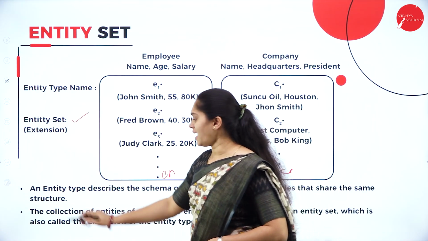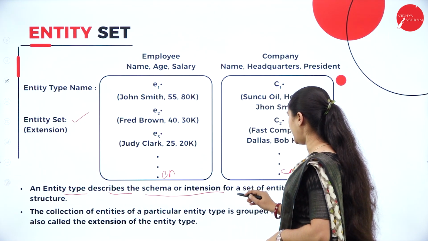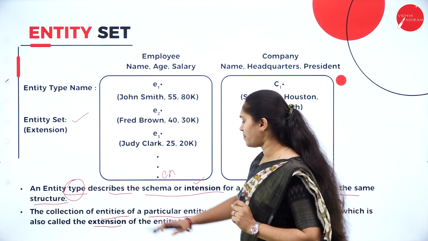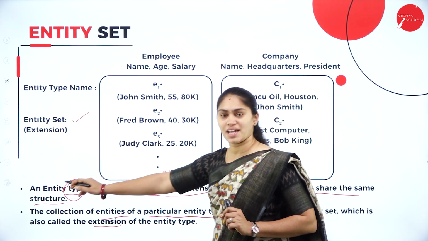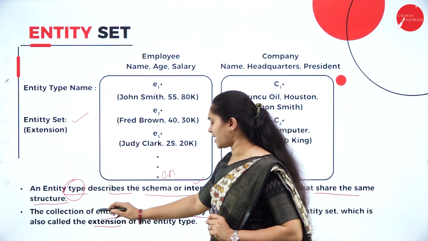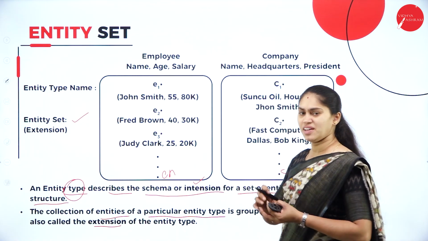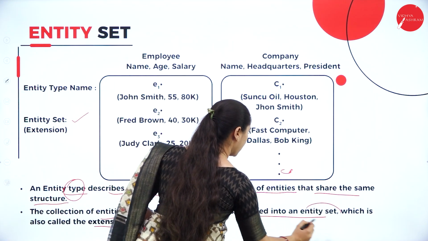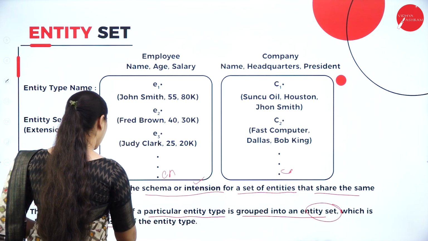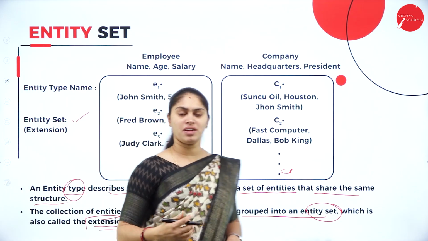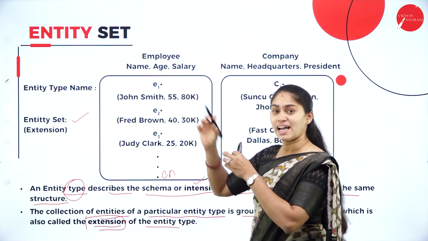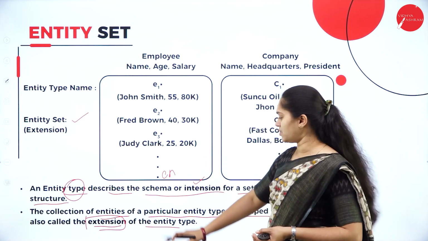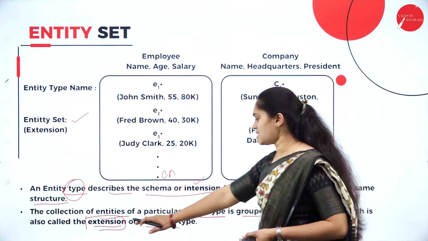Here you can see that an entity type describes the schema or intension for a set of entities that share the same structure. So an entity type specifies a set of entities that share the same structure. The entity set is the collection of entities of a particular entity type. We are mainly focusing on a particular type, then we call that an entity set, grouped into an entity set, which is also called the extension of the entity type. First we have an entity type, and if I take a collection of the entity type, then that becomes an entity set. Then we can call that an extension. This is intension and this is extension.